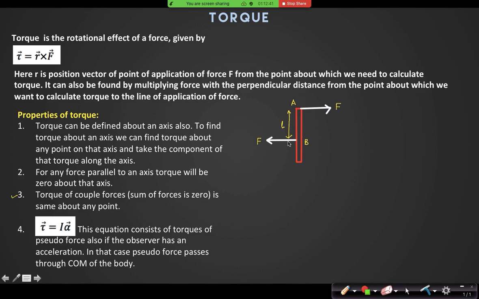Now we can take any point in space. Suppose this is the point. I want to find the torque of these two forces about this point. For that, I need this distance. Suppose it is x. Can you tell me what is the torque of this upper force F? It is F into (x plus L).